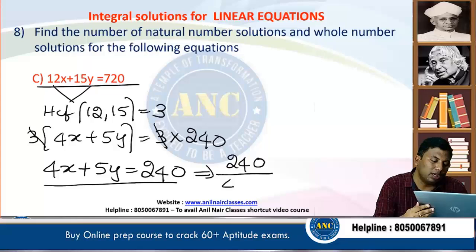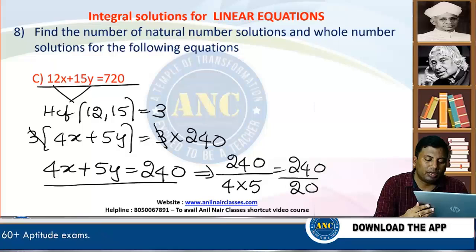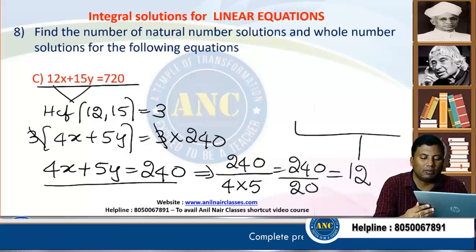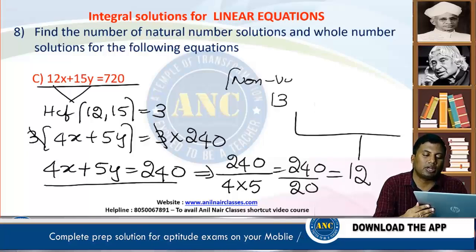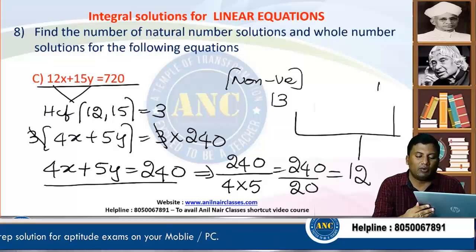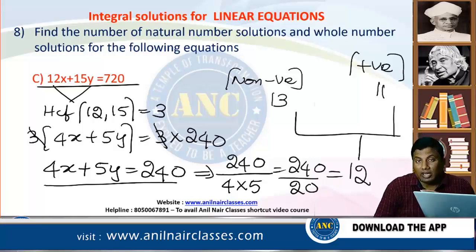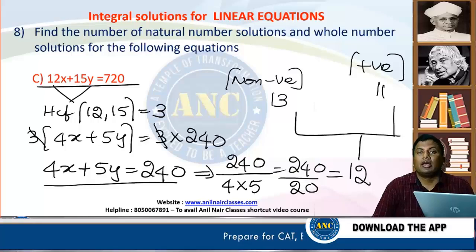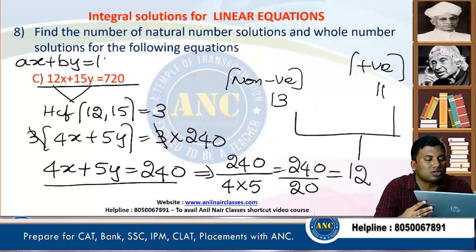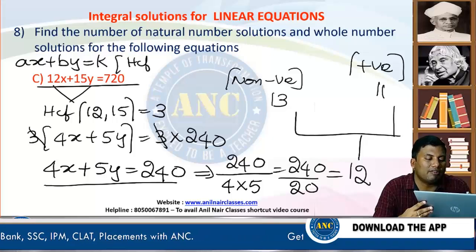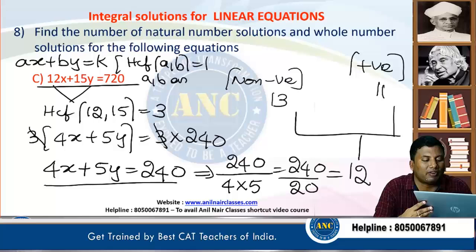k by a into b: 240 by 4 into 5, 240 by 20. 240 by 20 is nothing but 12. 12 means 12 gaps are there. There will be 13 endpoints. Endpoints also take 0. 13 is non-negative and 11 is positive. Directly don't do 720 by 12 into 15. Remember, this concept is used to find the integral solutions only when HCF of a, b is 1 and a, b are factors of the right hand side.